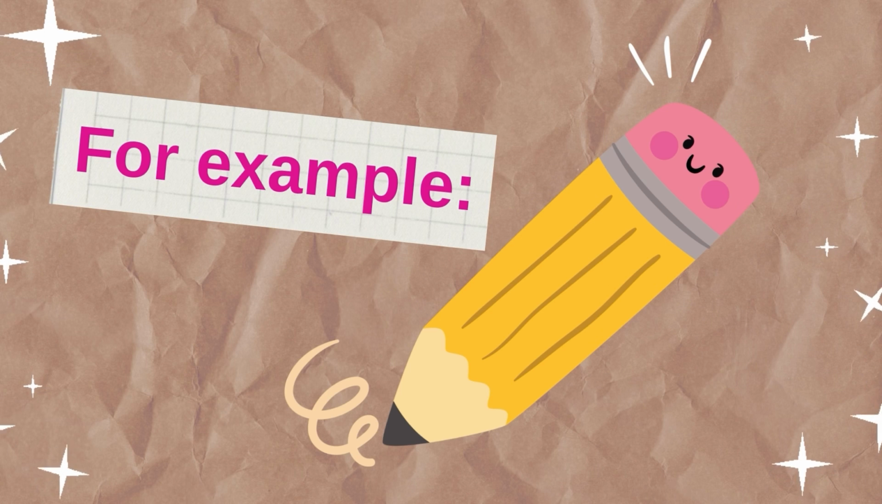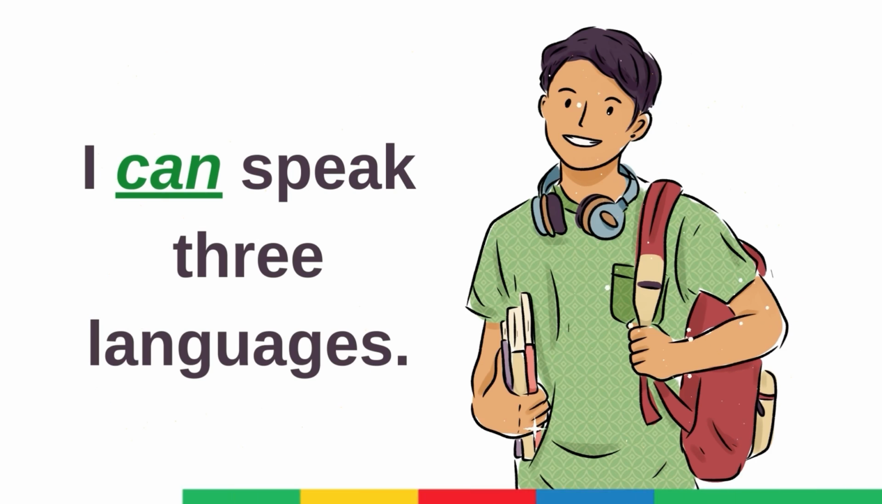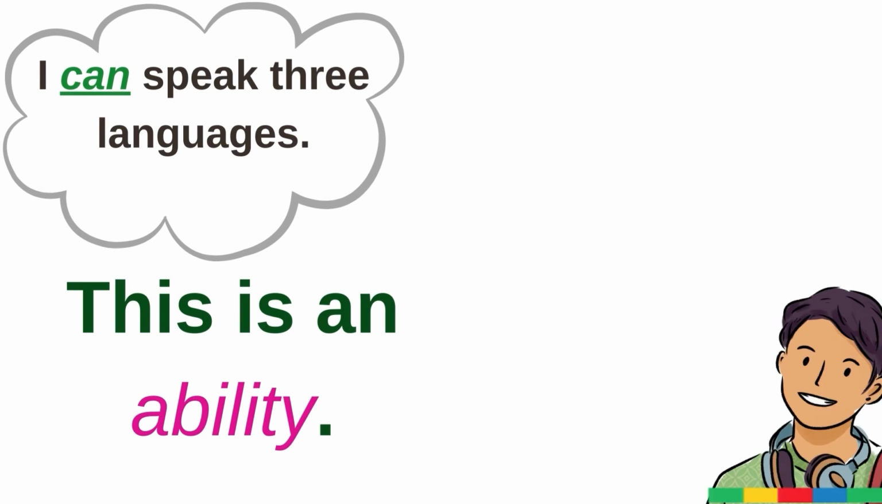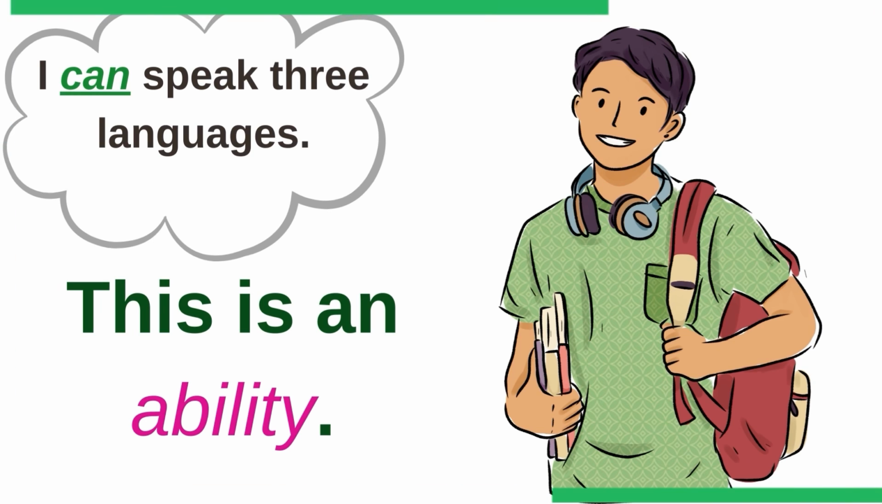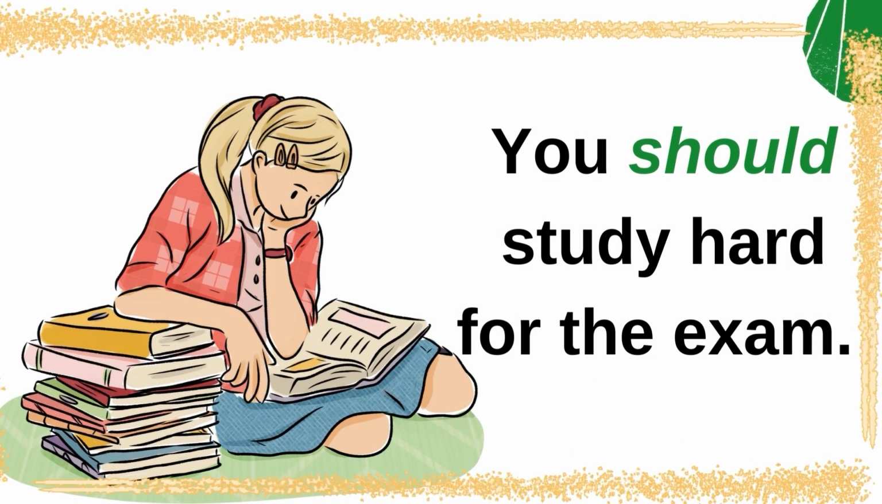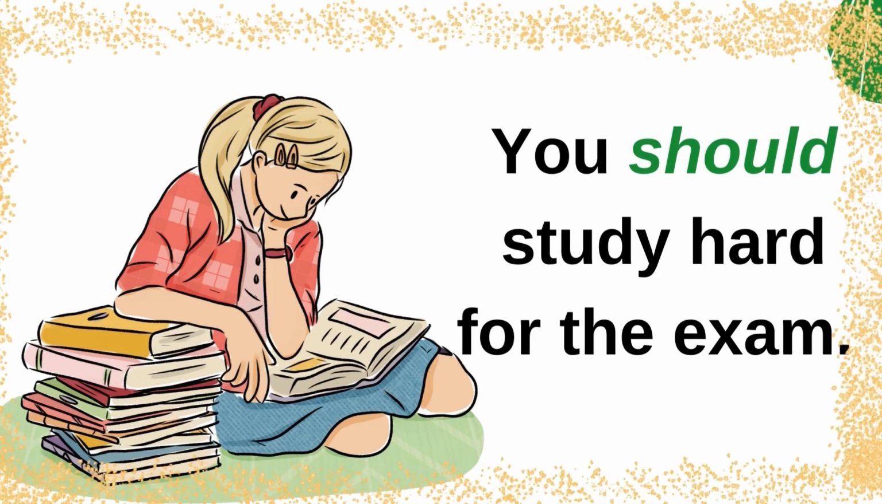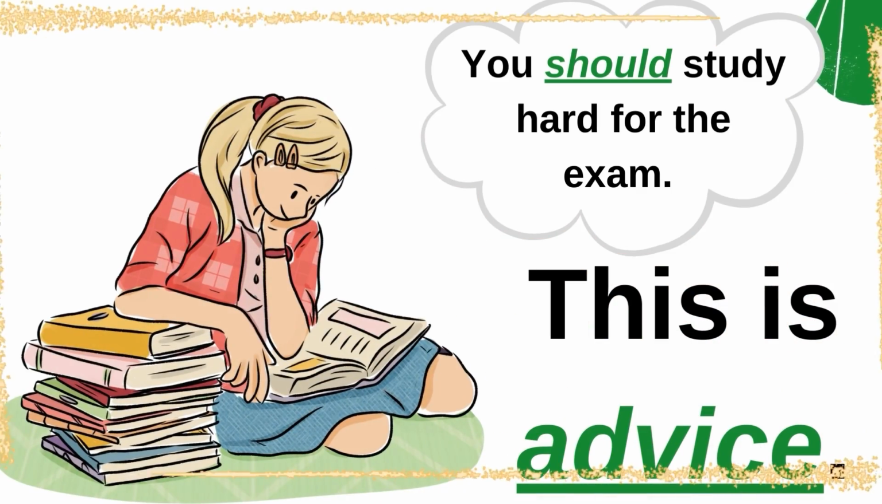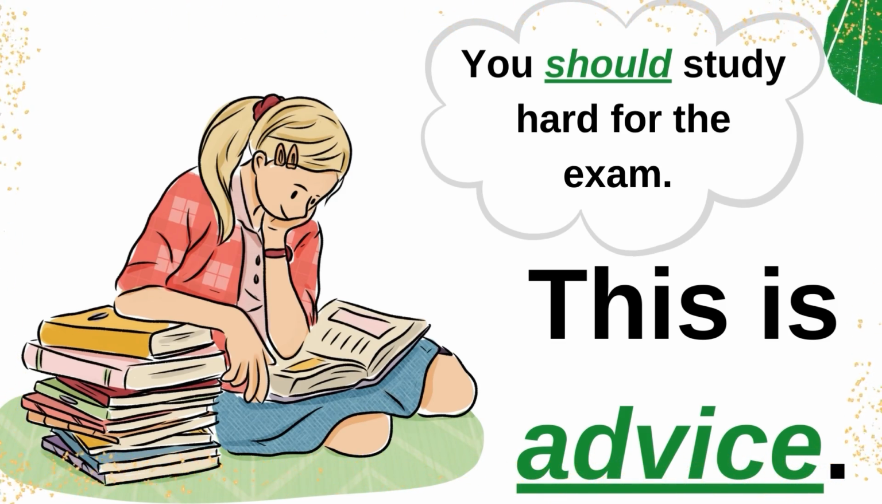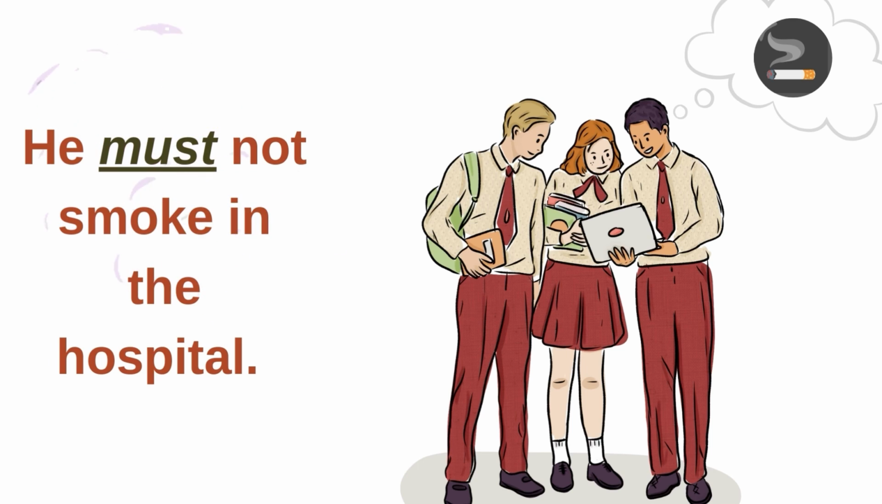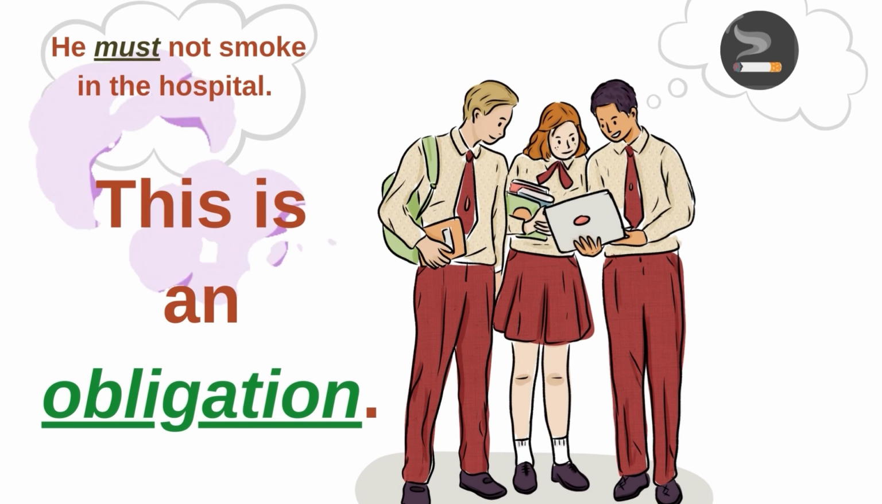For example, I can speak 3 languages. This is an ability. You should study hard for the exam. This is advice. He must not smoke in the hospital. This is an obligation.